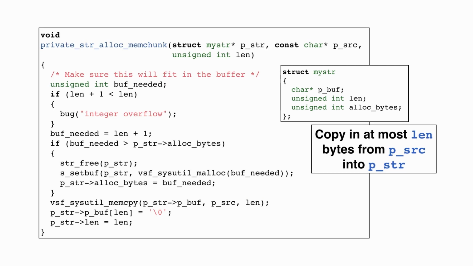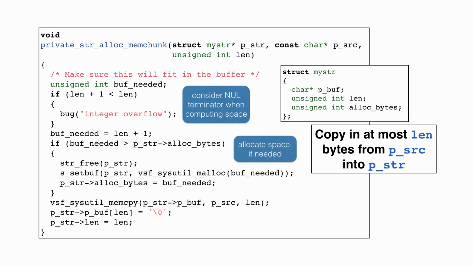We can see that this code implements a number of defensive checks for the protection of security. The first check checks for integer overflow when we account for the added zero terminator that's going to be put on the end. If len plus 1 was less than len, then that implies that it wrapped around and overflowed. Next, we make sure that we have sufficient space in the target buffer per p_str to contain the source, and if not, we free the old buffer and allocate a new one. And then finally, we copy in the source contents up to the declared length, and we are sure to add the zero terminator at the end.